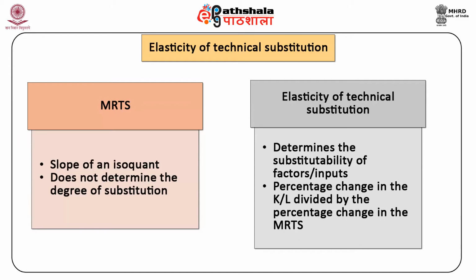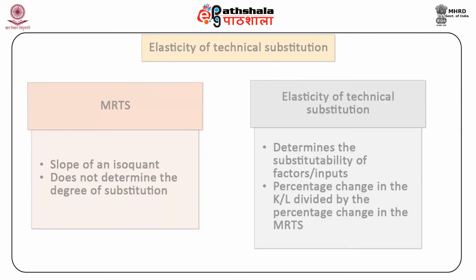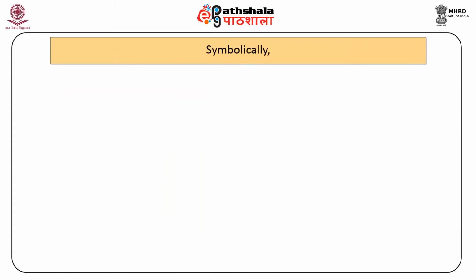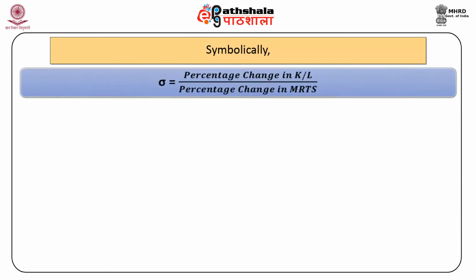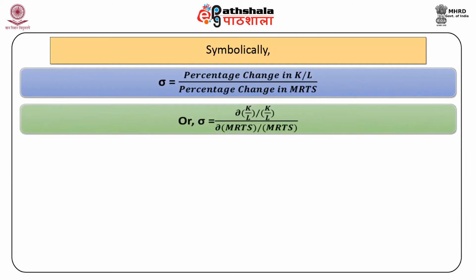Elasticity of technical substitution is defined as the percentage change in the capital labor ratio divided by the percentage change in the MRTS. Symbolically, elasticity of substitution is equal to percentage change in K/L divided by percentage change in MRTS, or it is equal to ΔK/L divided by K/L, the whole divided by ΔMRTS divided by MRTS.